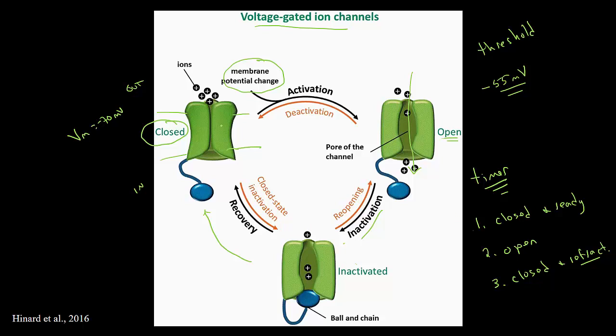Okay, so we start closed and ready. We open up. After our timer goes off, we stop allowing the flow of ions. Ions don't flow. We're in the refractory period. The membrane potential can't open this and let ions flow. After a short time, we get reset and we go back to closed and ready. Okay, so when we have closed and refractory, they call this inactive. So the three states of a voltage-gated ion channel: closed and ready, open, and inactive.